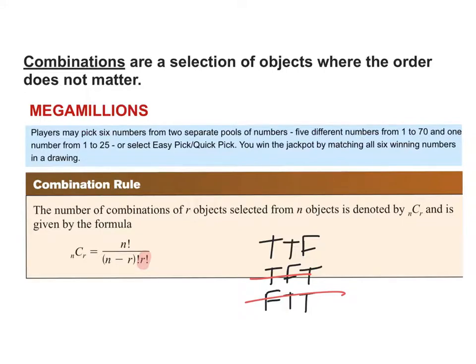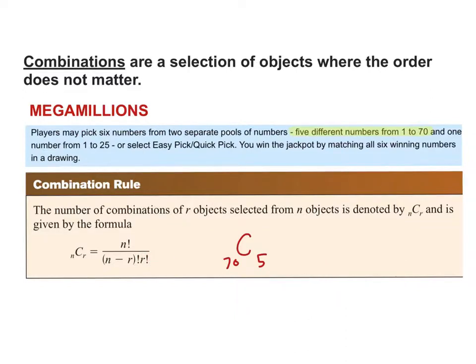Alright. So for the 5 balls, we're just going to talk about the 5 balls right now. We have 70 numbers to choose from, and we're going to choose 5 of them. So 70 is my n, 5 is my r. Go ahead and plug that into the formula. Don't use your calculator just to come up with the answer. Just plug it into the formula. Let's work through that a little bit.